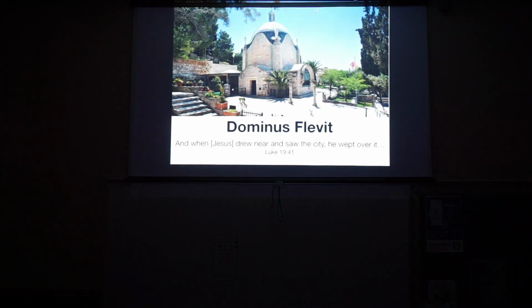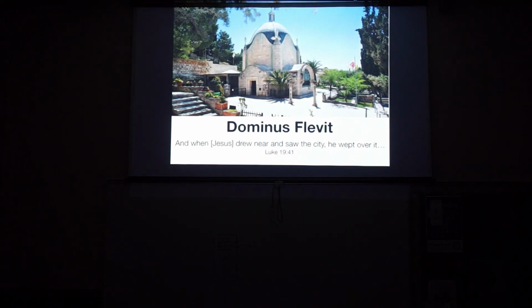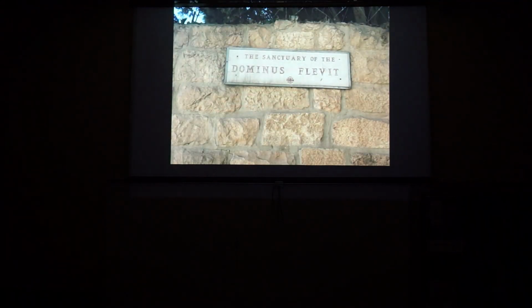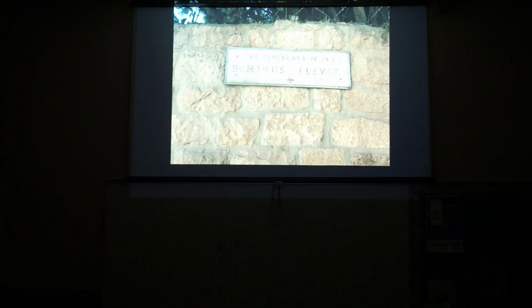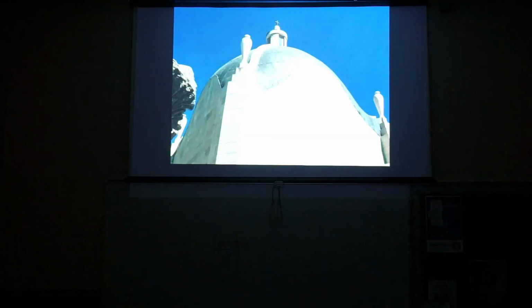This is a church that is found on the side of the Mount of Olives. It's Dominus Flevit, which means the Lord wept. It's based on Luke chapter 19: when Jesus drew near and saw the city, he wept over it. And this is a 5th century church built on a Byzantine site. Again, the name of the church, Sanctuary of the Lord Wept.